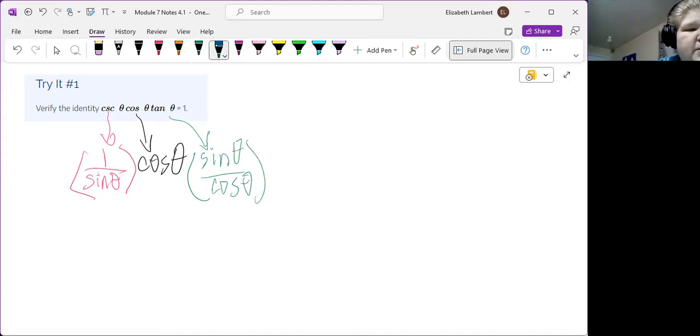And now look at that. The cosines cancel as they did in the previous example because it's just an expansion on the previous one. And the sines cancel. So we have 1 equals 1. Done.